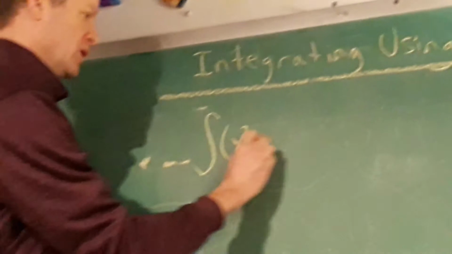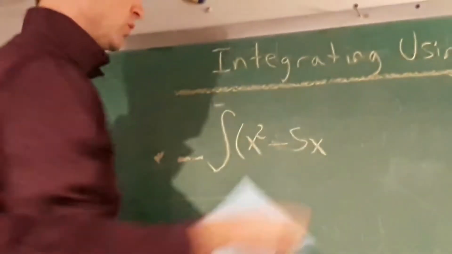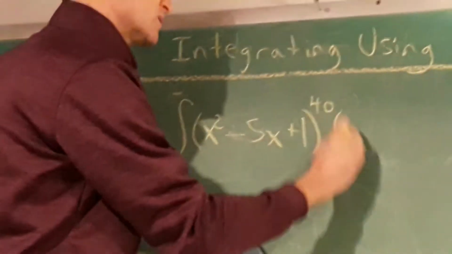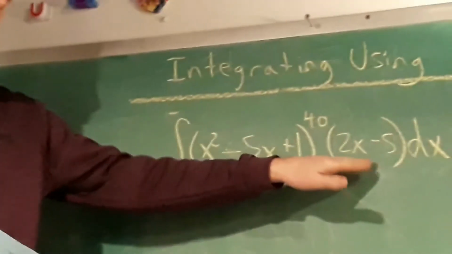So example 3. Let's take a look up here at example 3. This takes it one step further. In example 3, we have: find the integral of x squared minus 5x plus 1 to the 40th power, and then we also have this 2x minus 5 dx. This part is important, and we'll look at that in just a second.